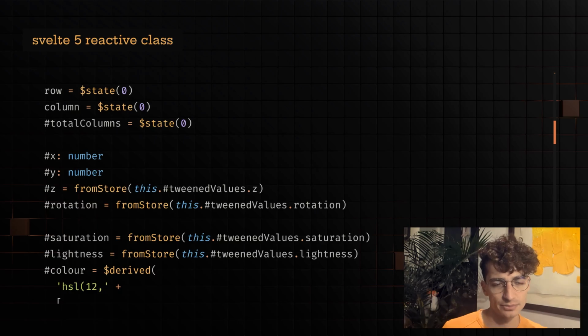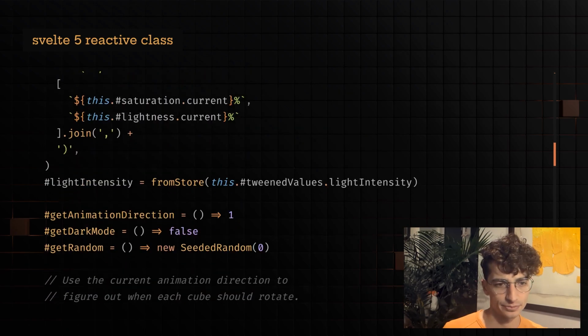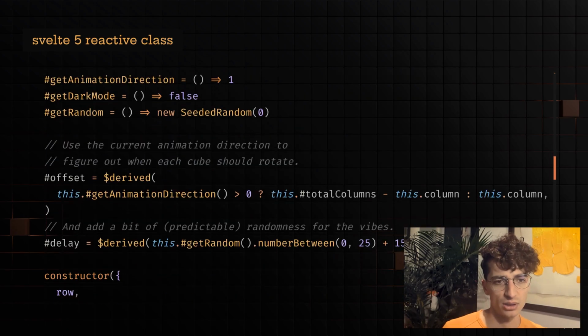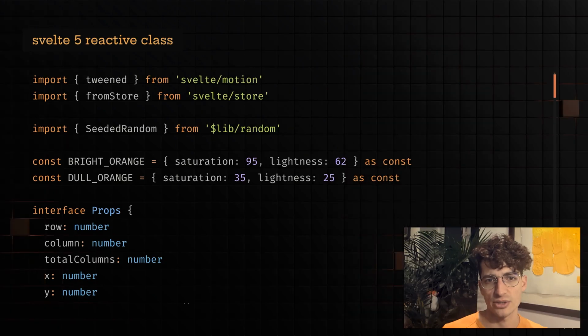Lots of reactive state here, lots of derived state with the from store helper, and this is just derived state to create a color string that gets fed into Three.js. We're using the current direction of the transition to deduce how we should delay the cubes rotating. So if we're moving forward, we need to start our animation from the left to the right, and if we're moving backwards, we need to start our animation from the right to the left. So if you look at the backdrop here, we've got transitions one way and transitions the other way.